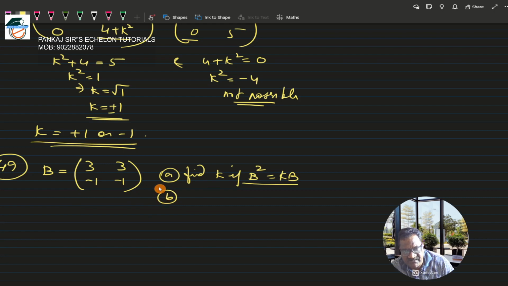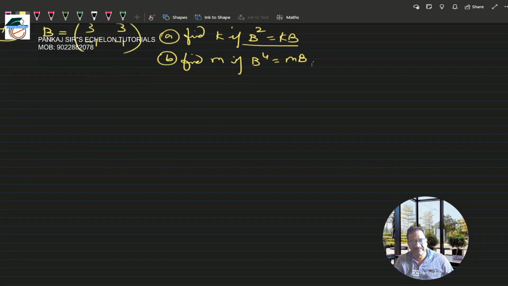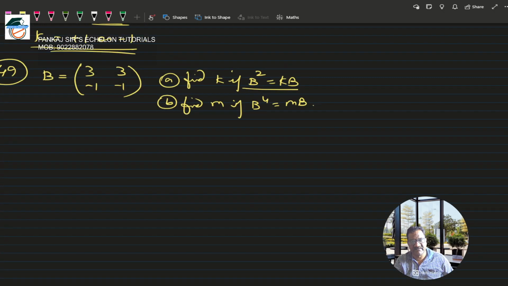B sub question is find out m. Okay, find m if B raised to 4 is equal to mB. Okay, B raised to 4 is equal to mB. So let us tackle this question 49. Okay, now B matrix is given to you. B square we will first find out and B4 also we will find out. Okay, so first let me find out B square.